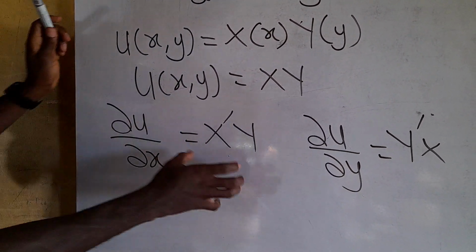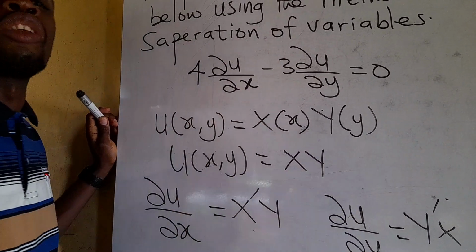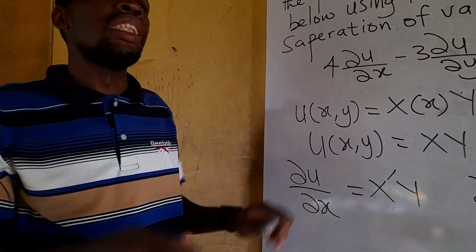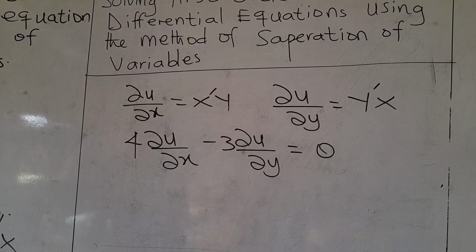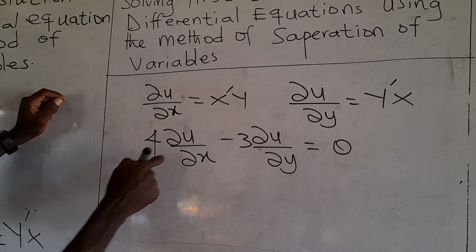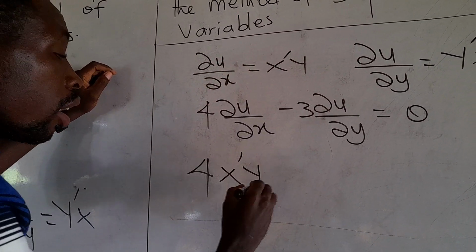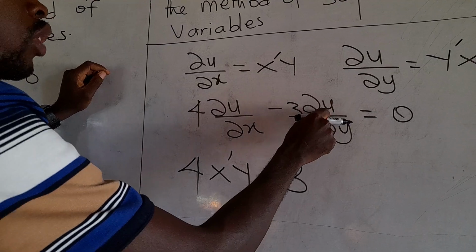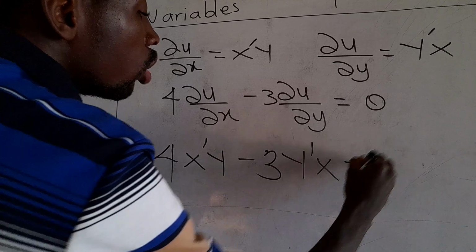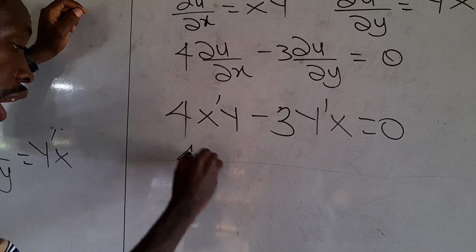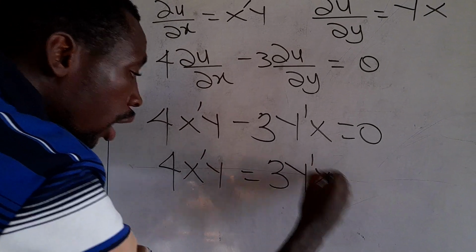What next? We substitute the partial differentiation into our partial differential equation. Then it will become separable. It will become an ordinary separable differential equation. So now let's substitute since we know the partial differentiation. So we have 4, in place of del u over del x, we put x prime y minus 3. In place of del u over del y, we put y prime x and equate it to 0. We have 4x prime y equal to 3y prime x.